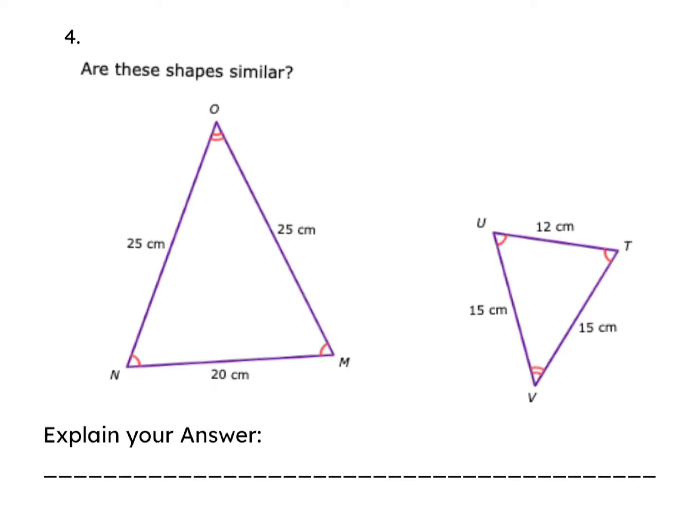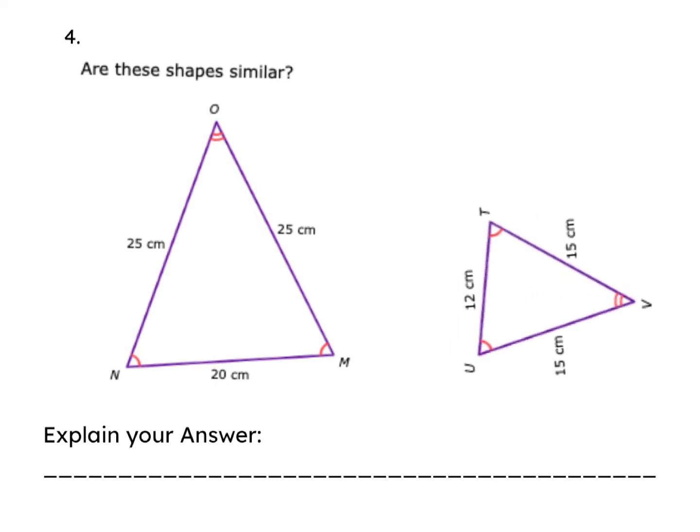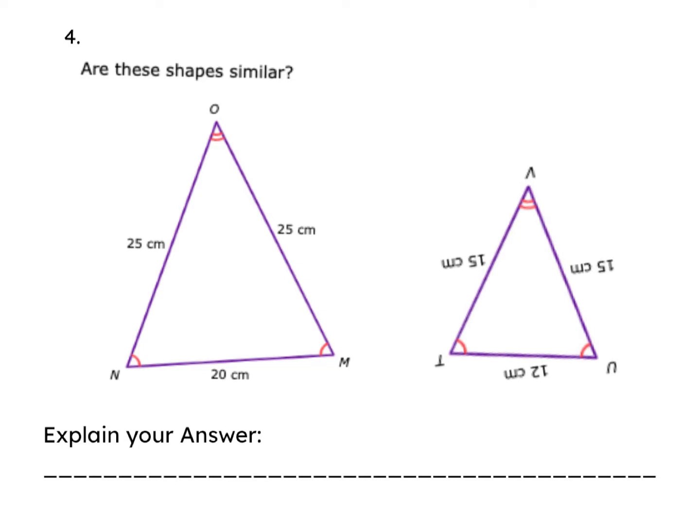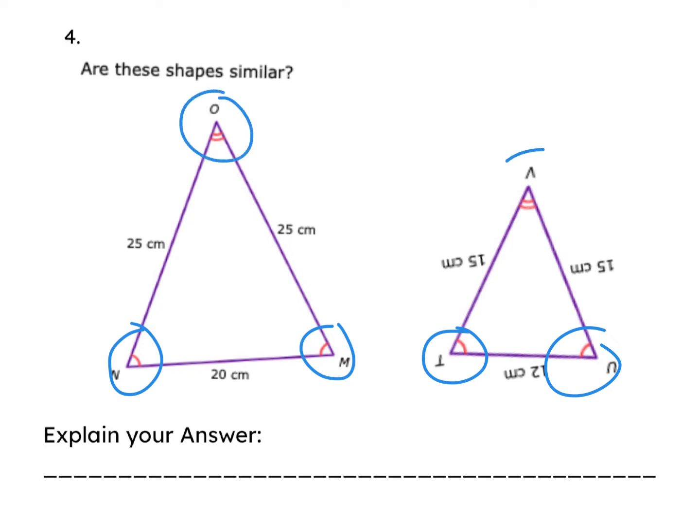Okay, so for this one, we're seeing if the shapes are similar. I did notice if I were to flip this one around, I can see right away that all of the angles do match up. So step 1 is to see, do they have corresponding angles? See that arc? That single arc means those are all congruent. And then this double arc means that those are congruent. So far it looks good. The angles are congruent, so it could be similar.